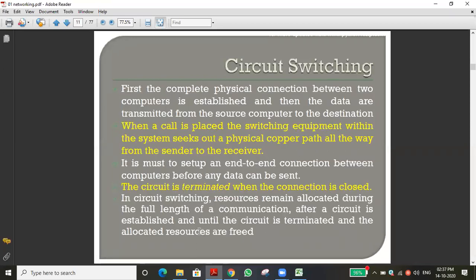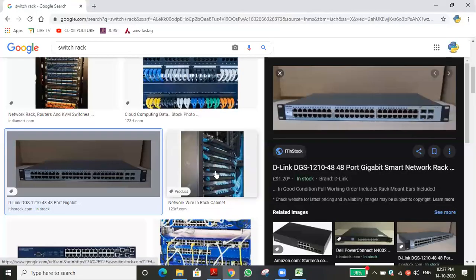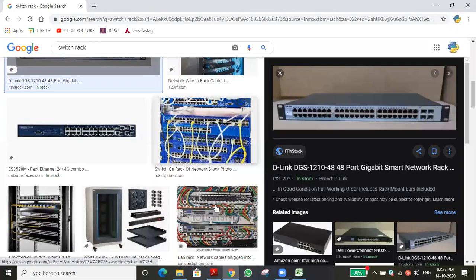But what is circuit switch, sir? If you're asking, first, it's a complete physical connection. Circuit means we are establishing the circuit. Circuit means we are connecting all the computers. For example, I will show the things. Here, are you seeing this type of rack?